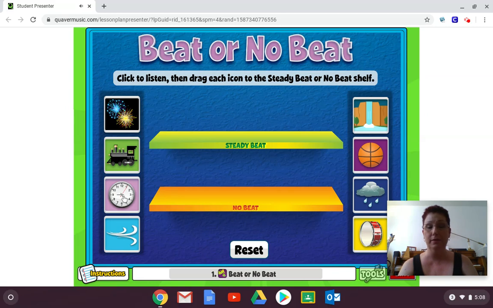Here's the clock. And here's wind. Now, two of those have a steady beat. Okay, I'm curious. Do you think that the fireworks, I don't know why I said rocket, the fireworks have a steady beat?